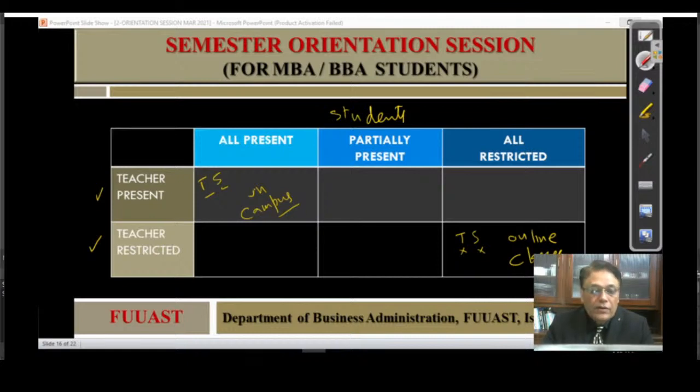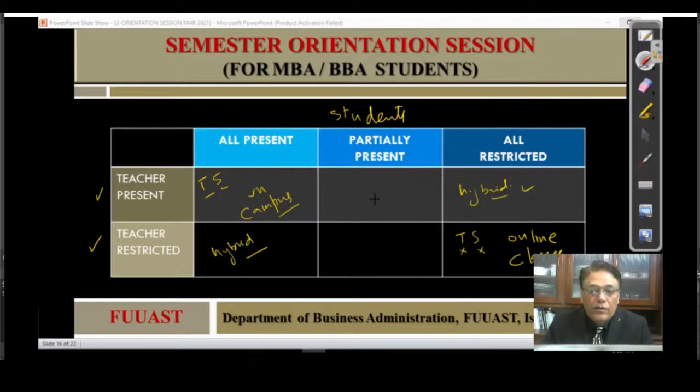In other situations, for example, the teacher is restricted but the students are available, we have to have some hybrid kind of situation. Or when the teacher is present but the students are restricted, not allowed to come. In some universities the teachers are in the universities conducting classes from there, but students are not allowed to come. Again, we have a hybrid situation. A university has to provide the facility to deliver the lectures online.